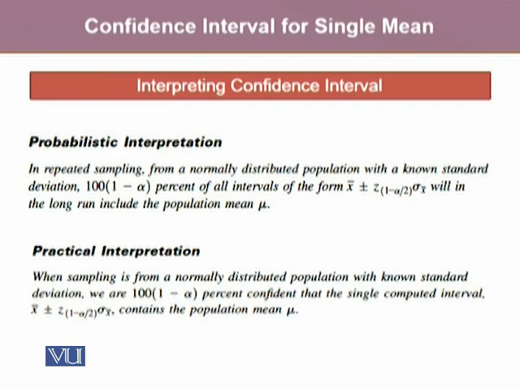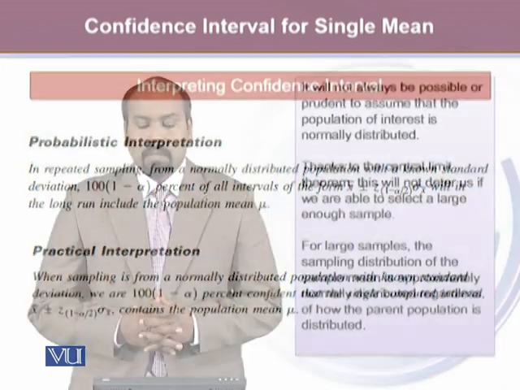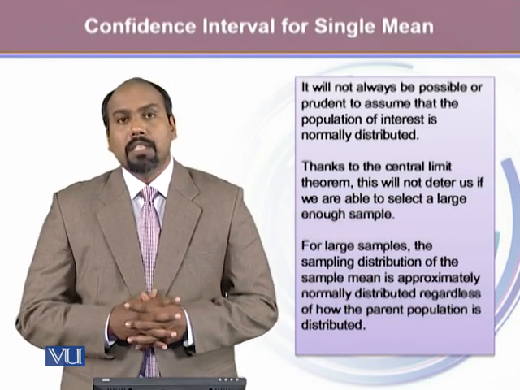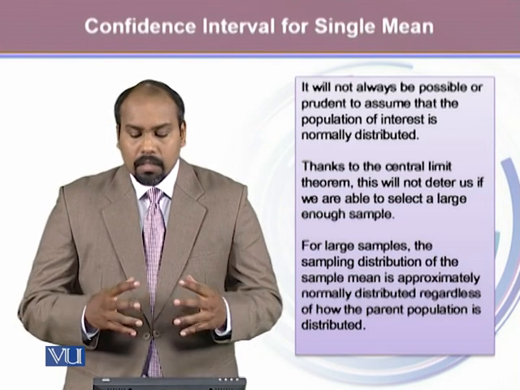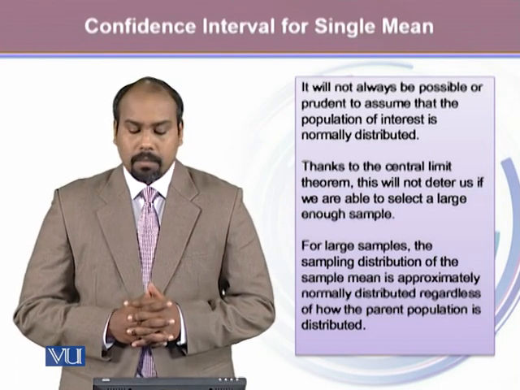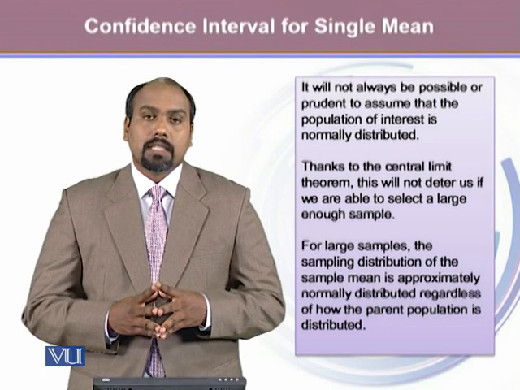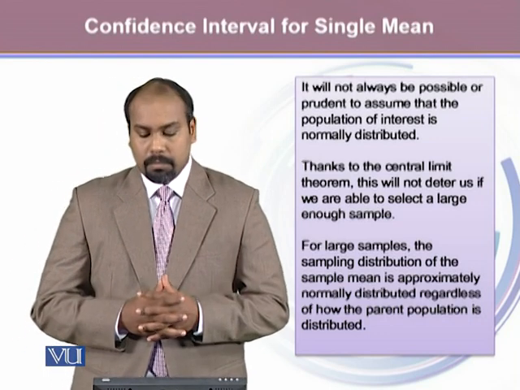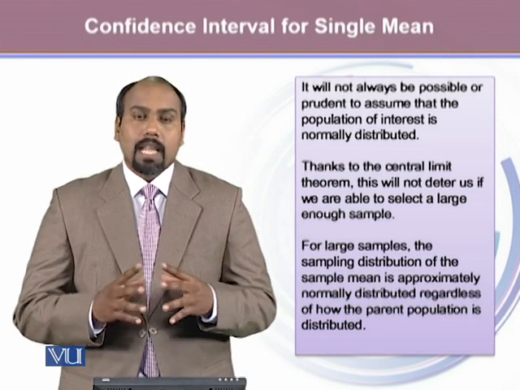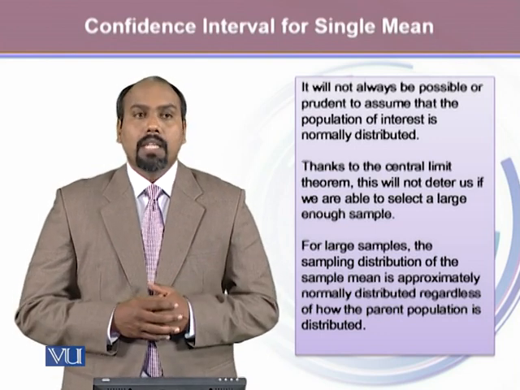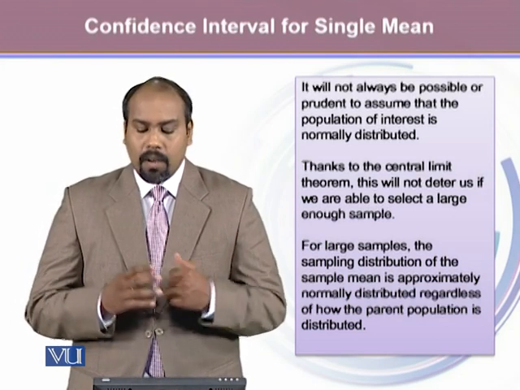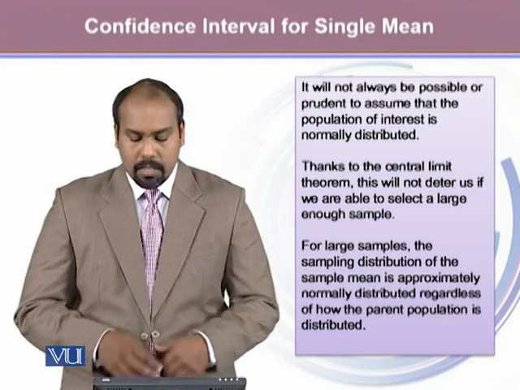It will not always be possible or prudent to assume that the population of interest is normally distributed. Thanks to the central limit theorem, this will not deter us if we are able to select a large enough sample. For a large sample, the sampling distribution of the sample mean is approximately normally distributed, regardless of how the parent population is distributed.